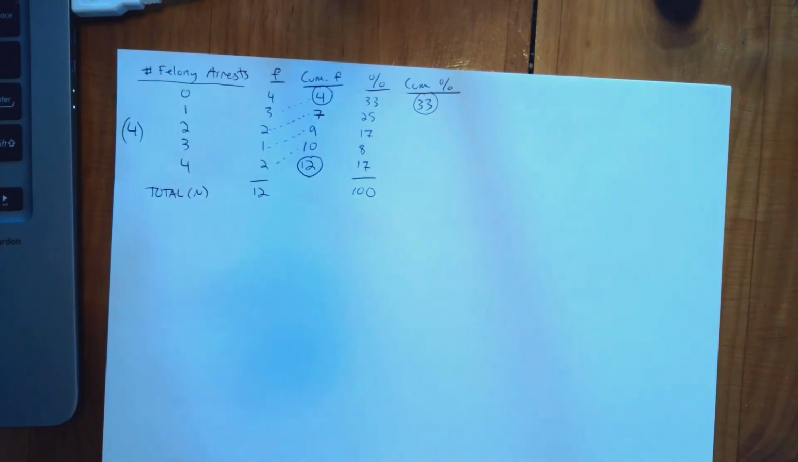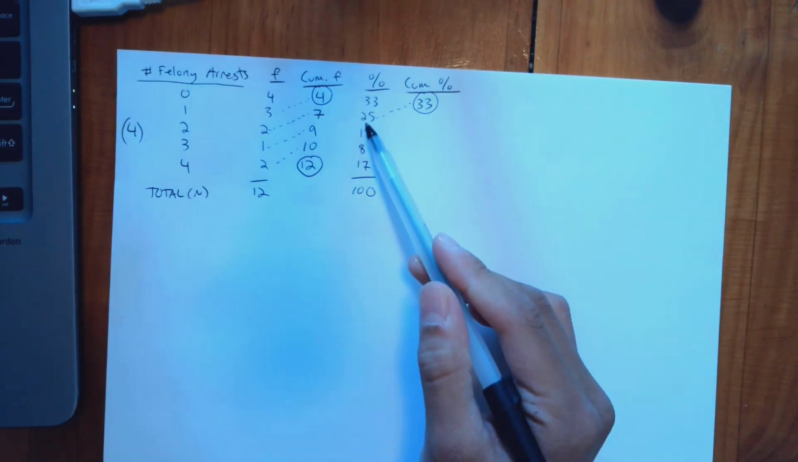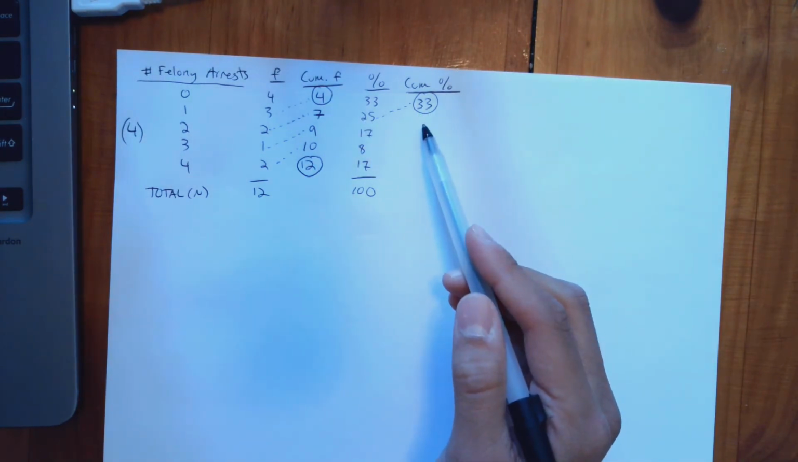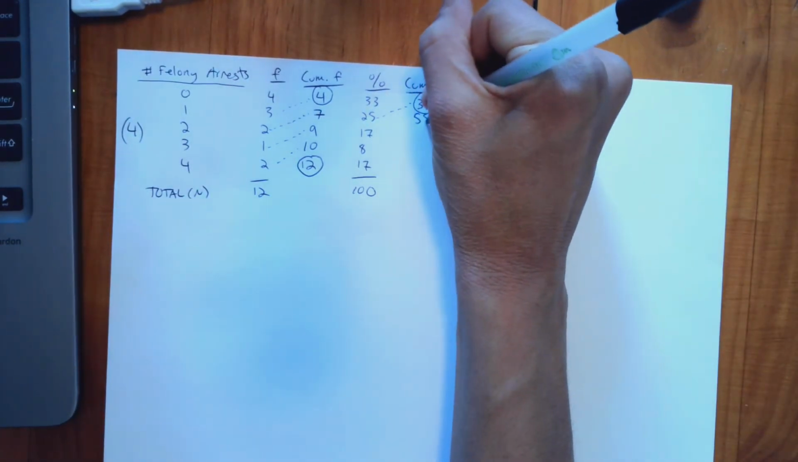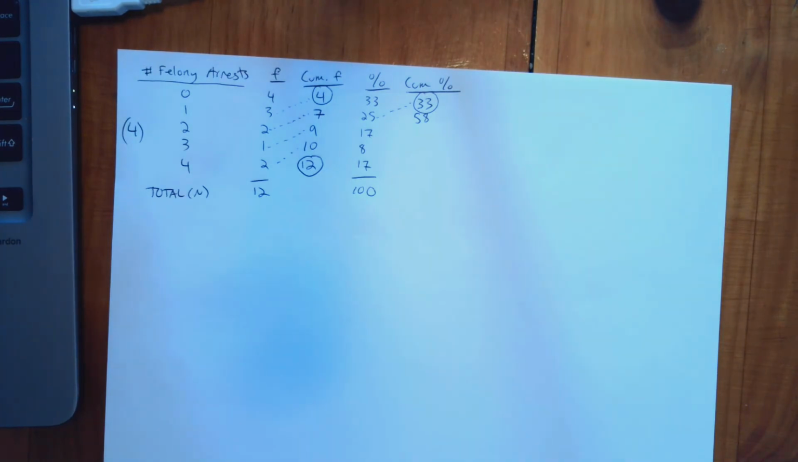How about our next value? Well, now we want to know what percentage of people in the sample have 1 or fewer felony arrests. So we want to know the percentage of people who have 1 or 0 arrests. And here we can do the same kind of diagonal addition to get there. So we can add 33 to 25 to get our cumulative percentage for 1 felony arrest. And if you do that, you get 58. In other words, we can look at this at a glance and say 58% of the people in our sample had 1 or fewer felony arrests.